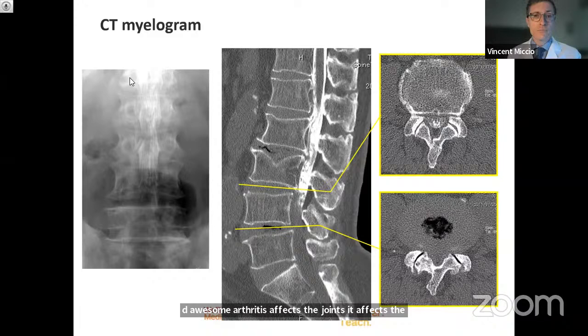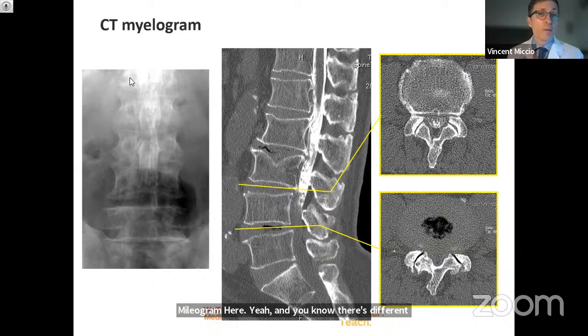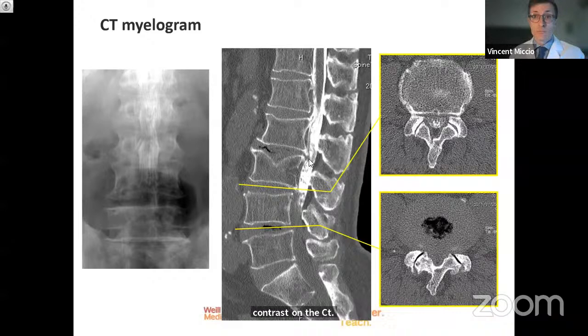And sometimes the CT scan can show that, right? We have a CT myelogram here. Yeah, and there's different tools that we have in our toolbox here. We have plain X-rays, which actually can be somewhat helpful for the general diagnosis of arthritis in the back. We have MRIs that show us very detailed pictures of the soft tissue and such. And then we have CT scans, which give us very detailed images of the bones. And then we have a CT myelogram, which is a CT scan with an introduction of contrast into the spinal canal. And when we see that contrast from the CT, it shows up as bright. So we can see when things are open, we can see when things are closed off or stenosed.